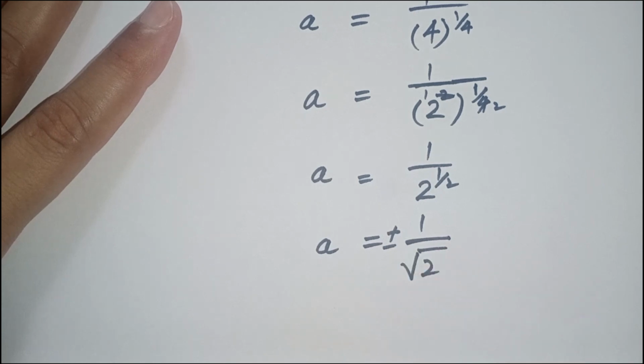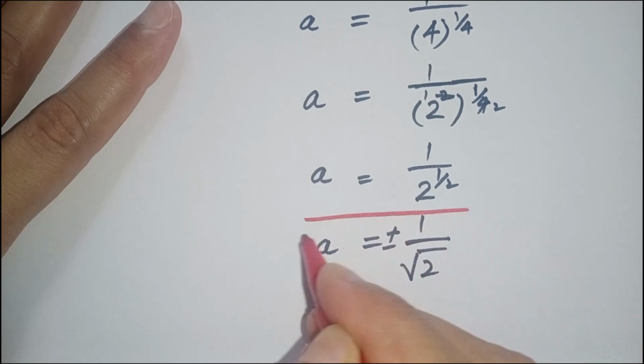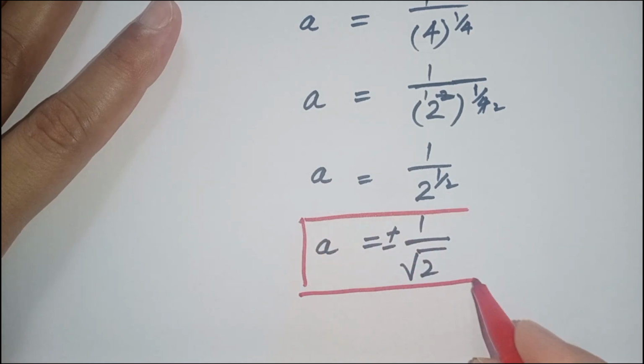So the value of a we will write as plus minus 1 over square root 2. For the square root we will write plus minus. So it is the value of a.